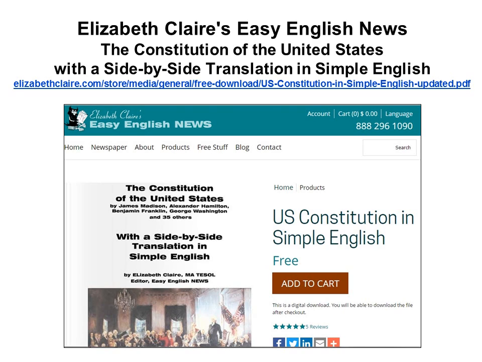Constitution Day is coming up on September the 17th, and one of the best resources to help students prepare is Elizabeth Clare's Easy English News, the Constitution of the United States, with a side-by-side translation in simple English. This PDF is free. Please go to elizabethclare.com and download yours today.